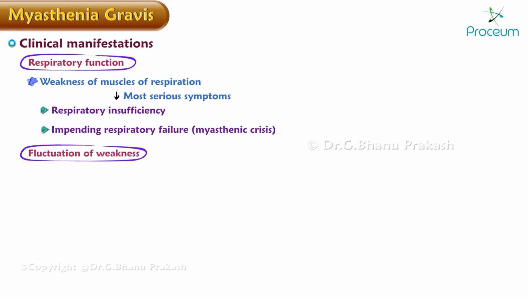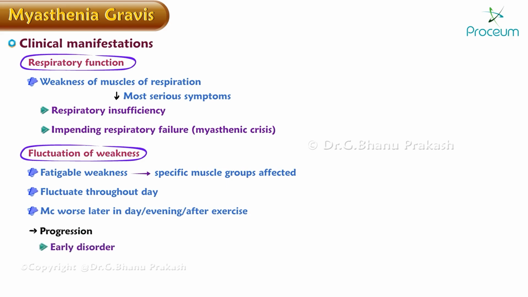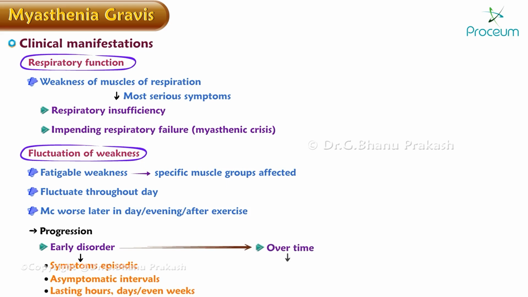Fluctuation of weakness. Patients typically have fatigable weakness of the specific muscle groups affected. The weakness may fluctuate throughout the day, but it's most commonly worse later in the day or evening or after exercise. Progression. Early in the disorder, the symptoms may be episodic, with asymptomatic intervals lasting hours, days, or even weeks. Over time, the manifestations typically worsen and become more persistent.